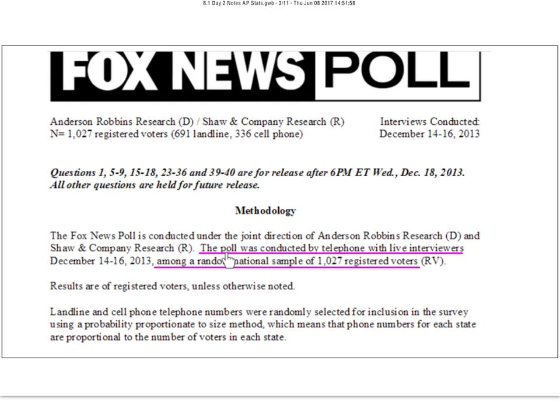They said here the poll was conducted by telephone with live interviewers from a certain date among a random national sample of 1,027 registered voters. The landline and cell phone numbers were randomly selected for inclusion in the survey using a probability proportionate to size method, which means the phone numbers for each state are proportional to the number of voters in each state. So they're clearly talking to us about our Chapter 4 content.